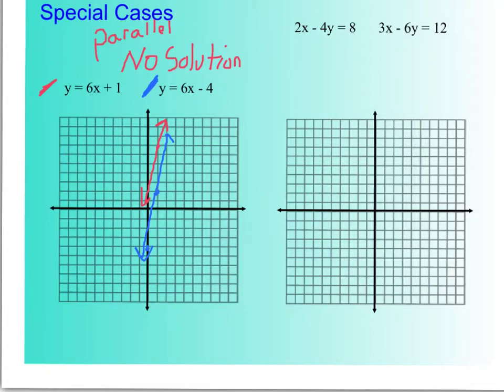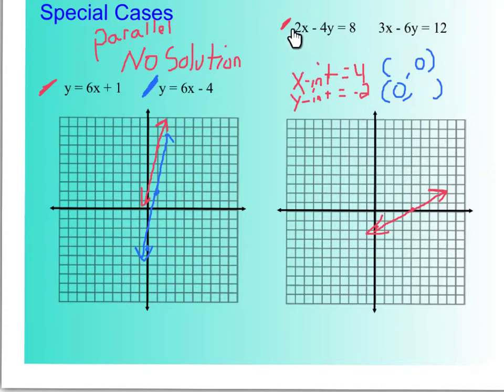Now let's graph these two lines. So you can graph these using the intercepts, the x-intercept and the y-intercept. So I'll do that right now. So let's look at the red equation. I put red by it and I graphed that. I found that the x-intercept is 4, so I made a dot at 4. The y-intercept is negative 2, and I made a dot there.